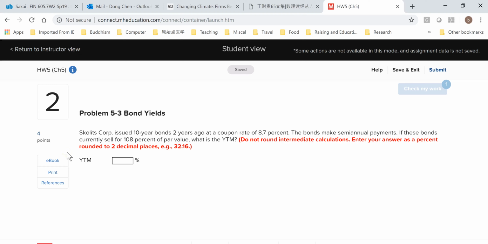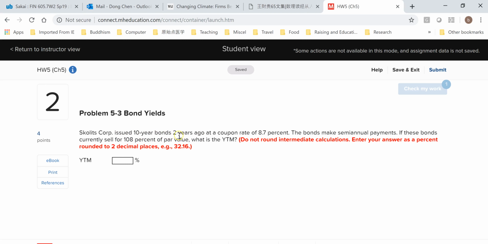This is question number 2 of homework 5 for chapter 5, problem 5-3. This firm issued 10-year bonds 2 years ago.